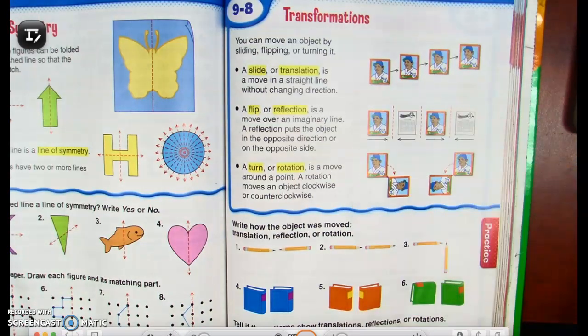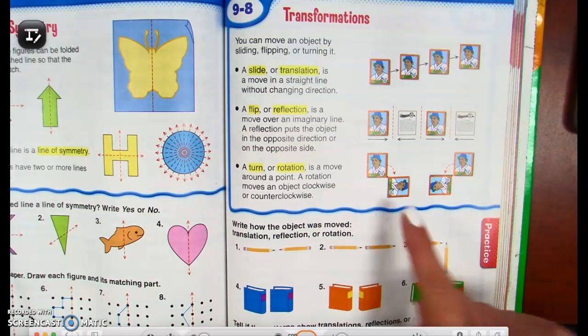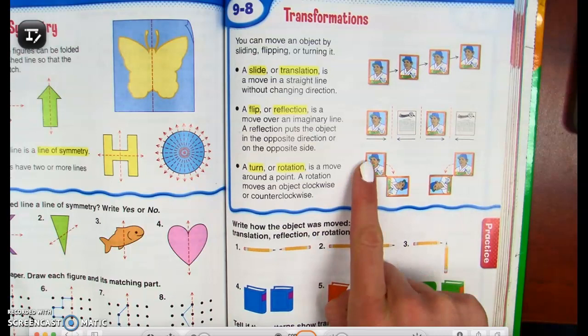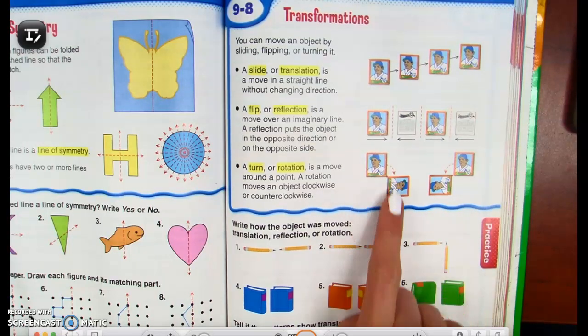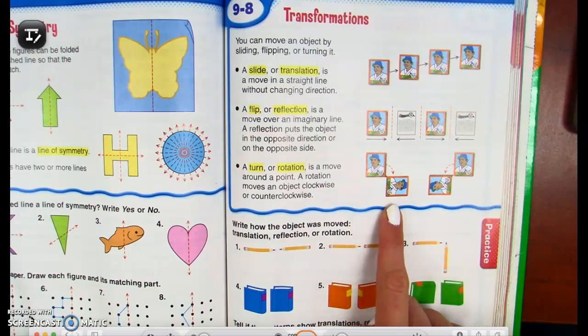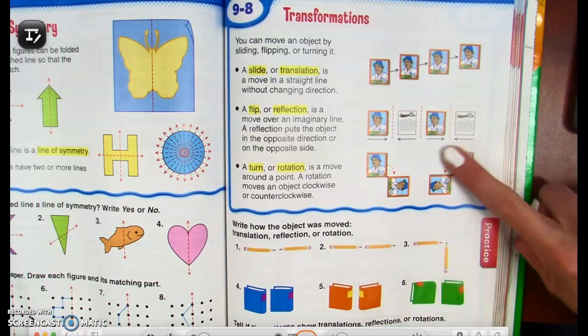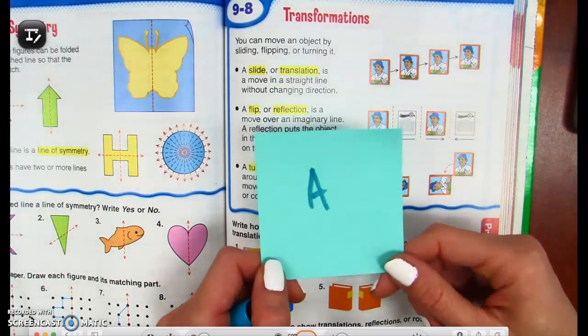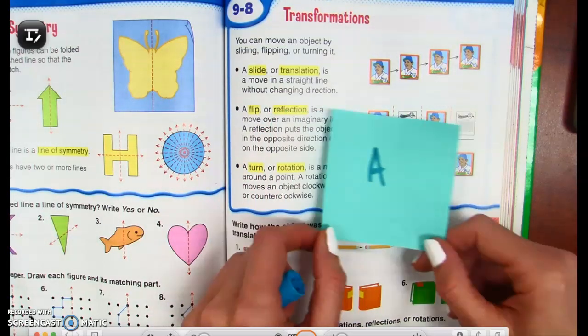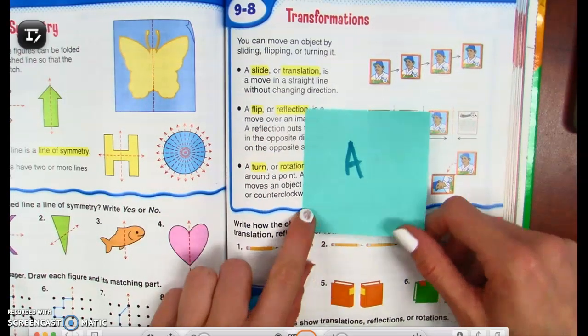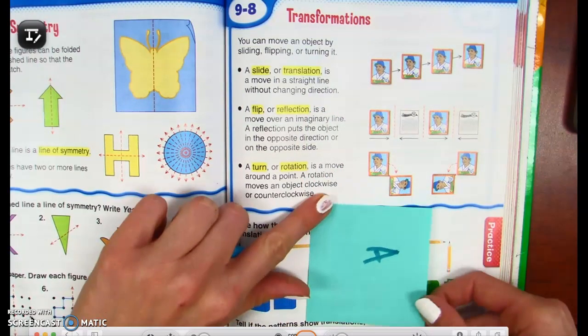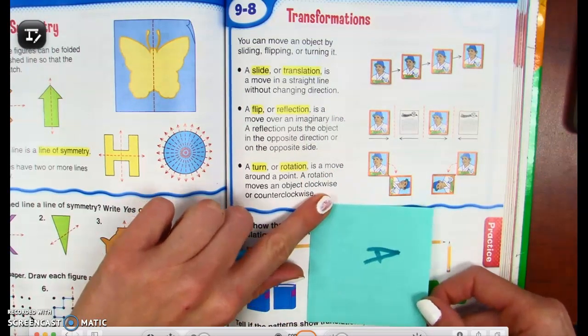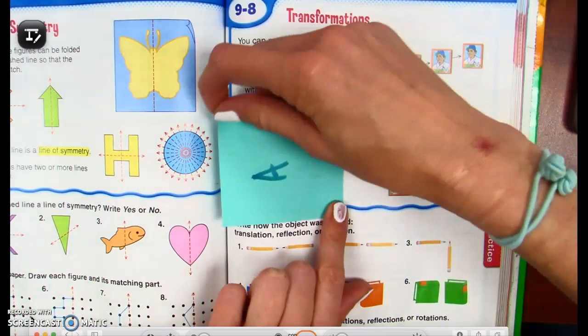A turn or rotation is a move around a point. A rotation moves an object clockwise or counterclockwise. So you can see the baseball card again. Instead of his head facing up and down, it turned or rotated and now it's facing on the side. You could also move it the other way. Now it's on the side this way. So again, I'm going to take my sticky note back out. So if I were to do a turn around a point, let's say I have a point here and I turn, now I have it that way and the A is facing that way. Or I could turn it this way.